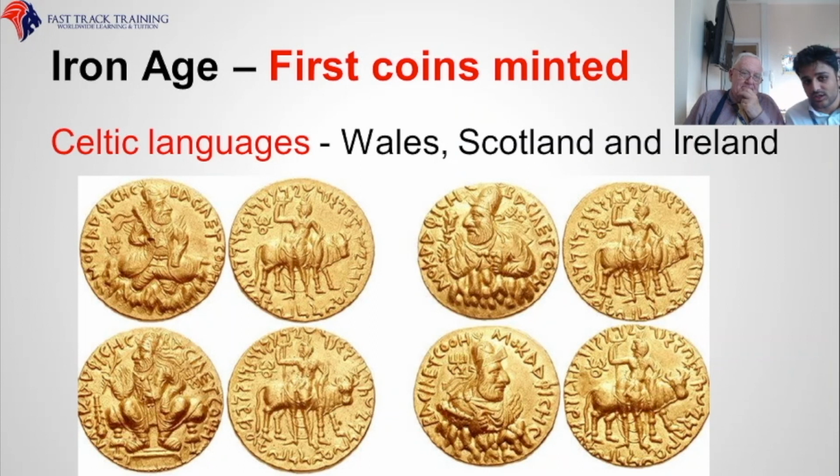The Iron Age was the first age where the first coins were minted, and we have the Celtic languages, Welsh, Scottish and Irish. The way we remember this is in the exam they'll ask you, what did the Iron Age people make? They made coins with the faces of the kings on them, and in order for you to make coins you need iron, and so this is where the money comes in.